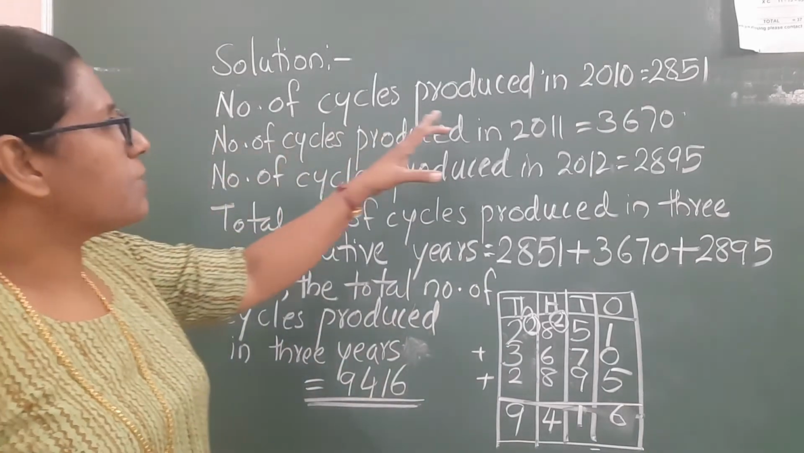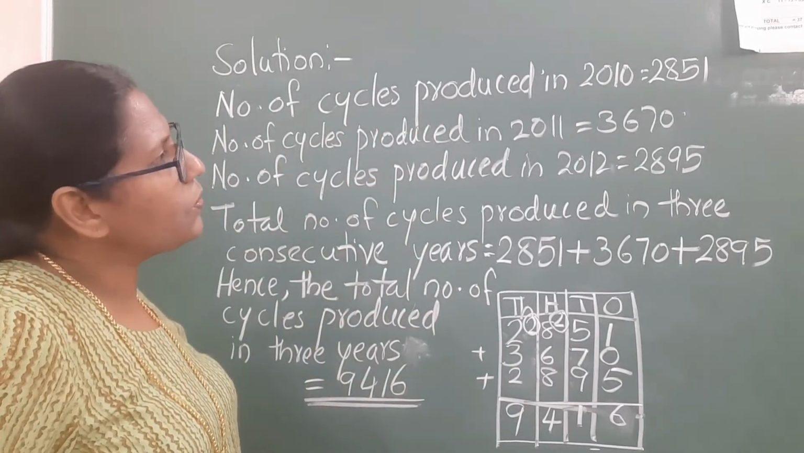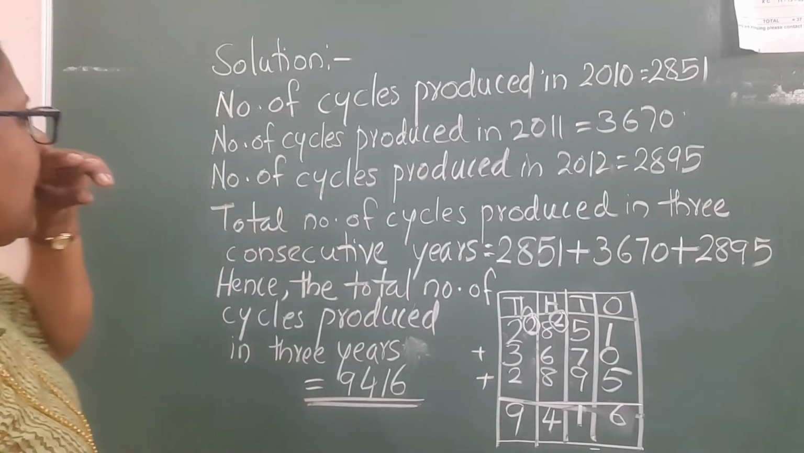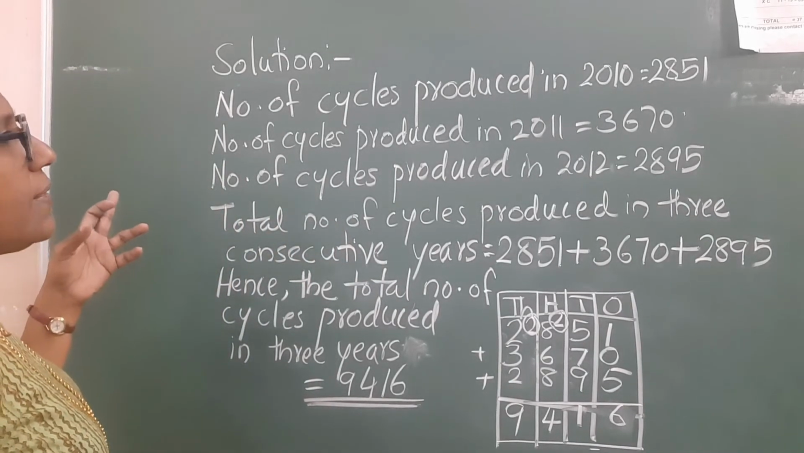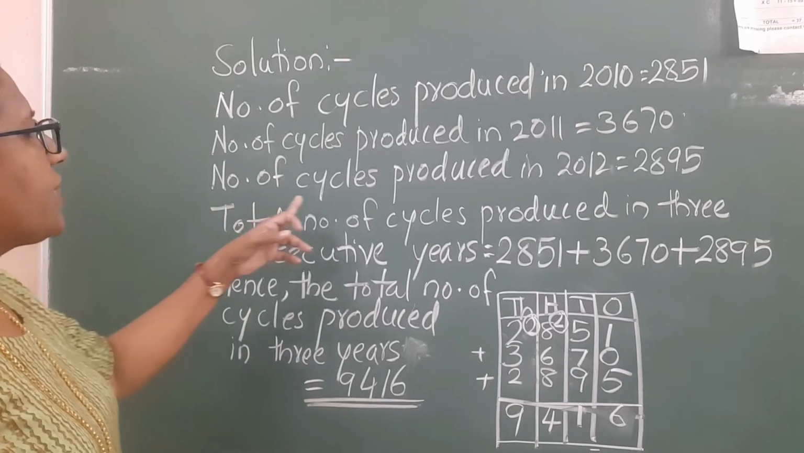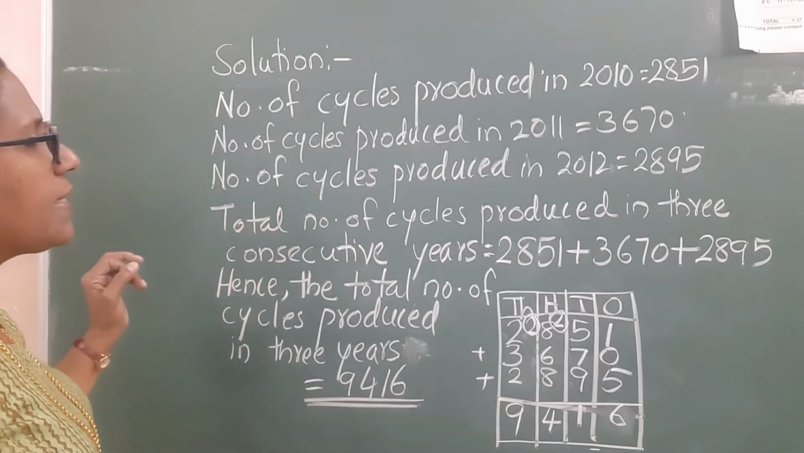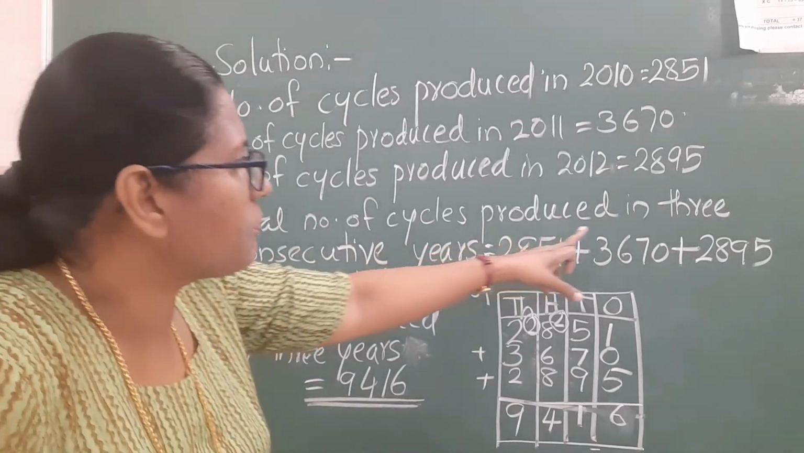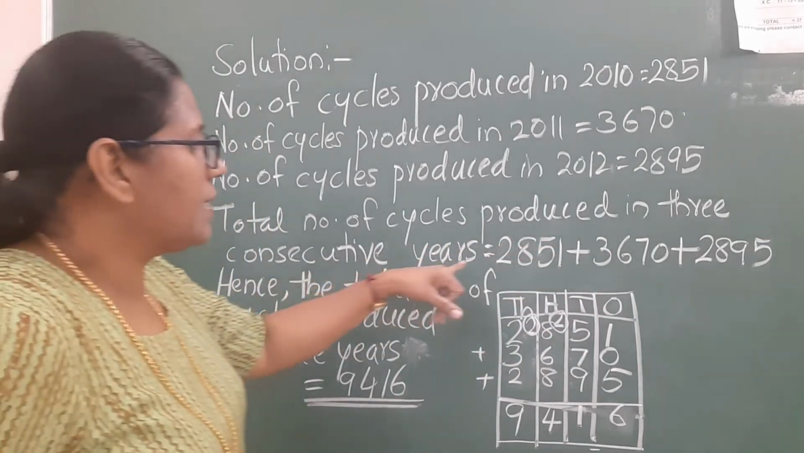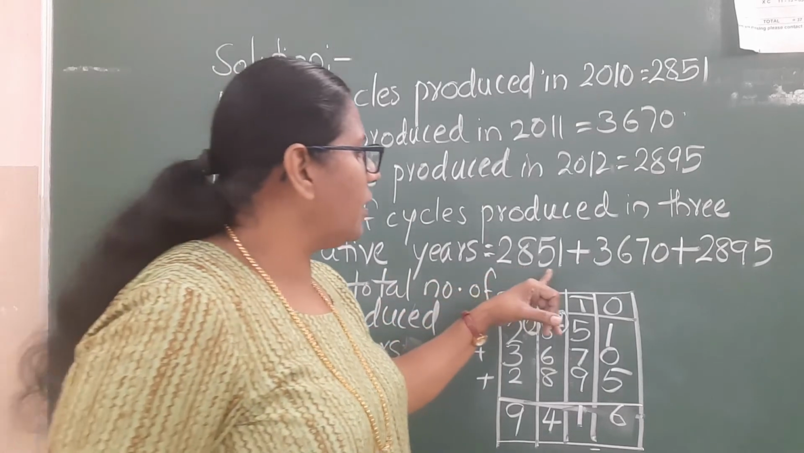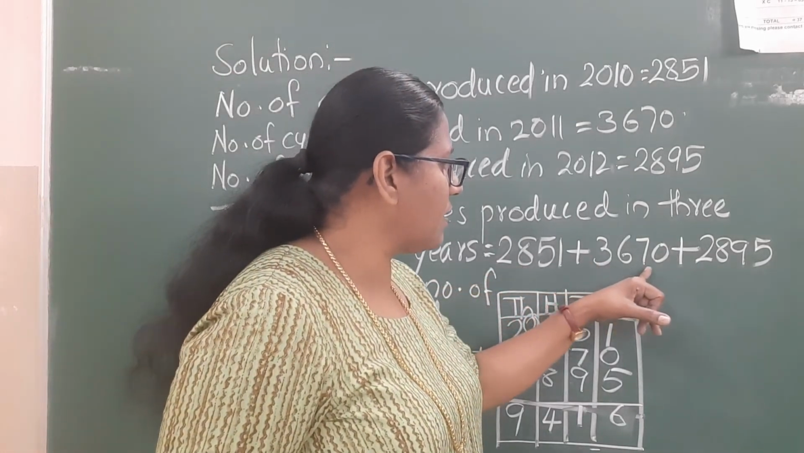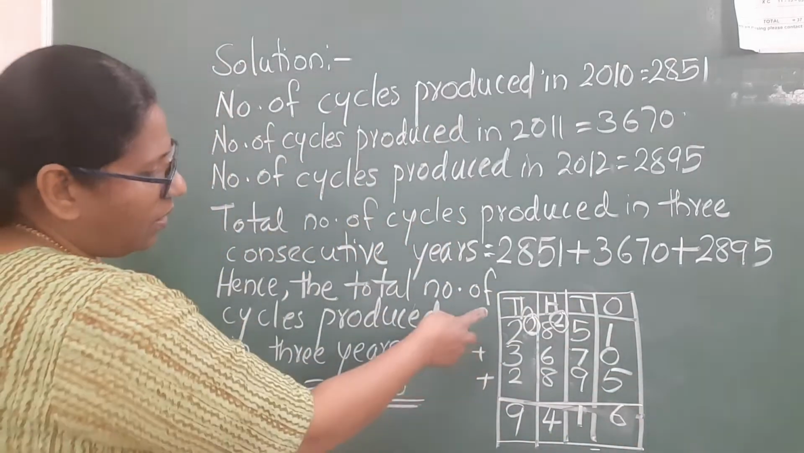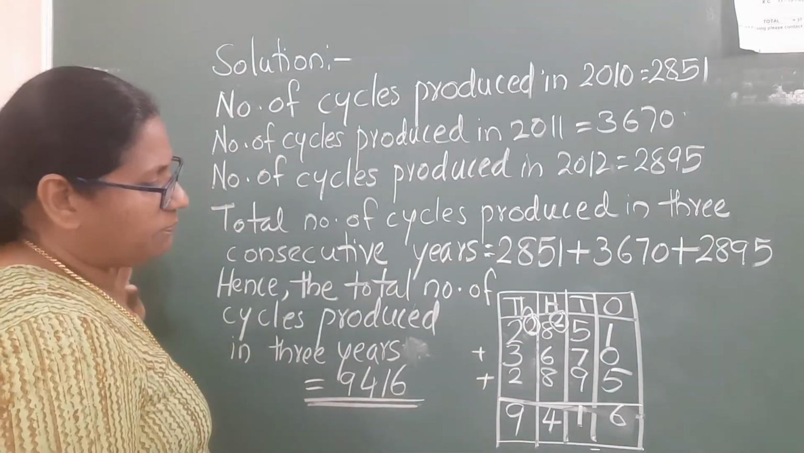Number of cycles produced in 2010 is equal to 2,851. Number of cycles produced in 2011 is equal to 3670. Number of cycles produced in 2012 is equal to 2895. Total number of cycles produced in 3 consecutive years is equal to 2851 plus 3670 plus 2895. Then we have to do the addition.